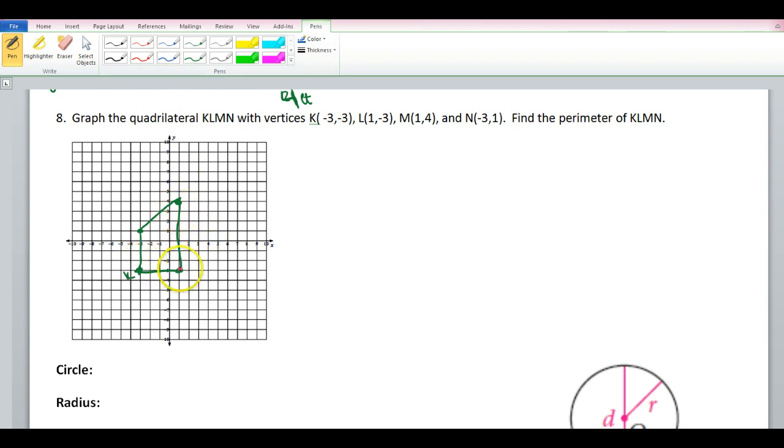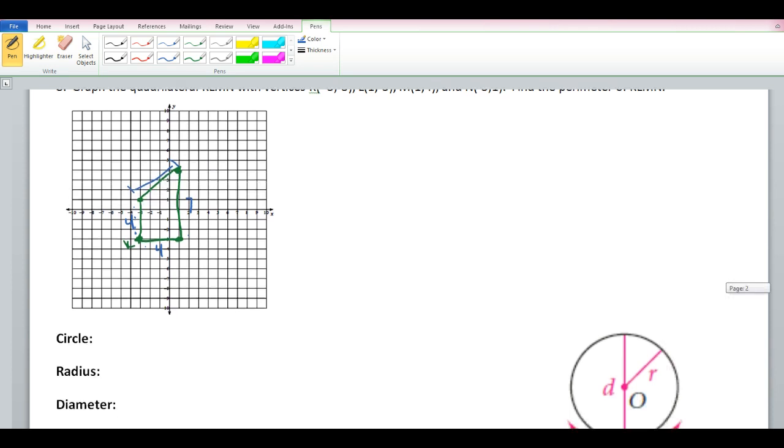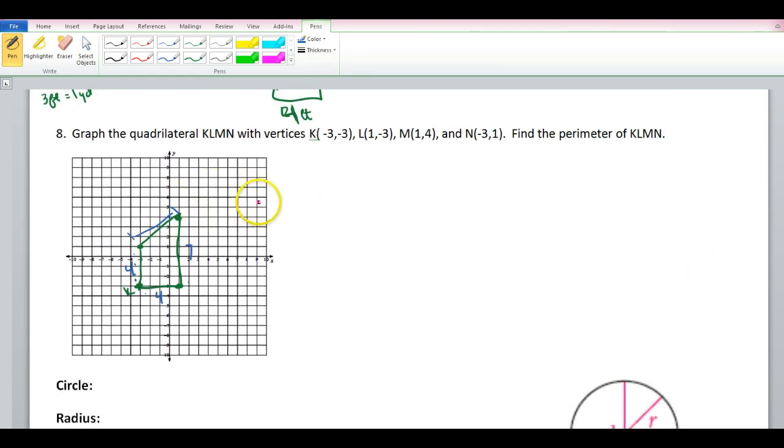Well, the vertical and horizontal sides are always the easiest to find by counting the boxes in between the 2 points. So this side would be 4 units long. This side would be, let's see, 1, 2, 3, 4 units long. This side would be 1, 2, 3, 4, 5, 6, 7 units long. But now we have to find this piece here. But you cannot just count that. So what do we have to use? We have to use the distance formula here.